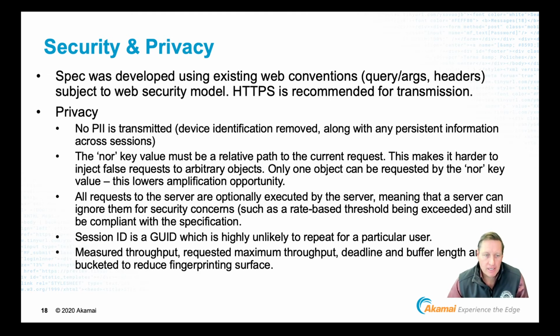I mentioned the session IDs are GUID. And then lastly, certain of our metrics like the throughput, the maximum throughput, the deadline, and the buffer length are all bucketed to within 100 milliseconds or 100 kilobits per second to reduce the fingerprinting surface. Because there might be an attack for fingerprinting where you can identify players by how much throughput they have. There's certainly variability in these metrics already, but just to double down on the privacy side, we decided to bucket them a little bit.